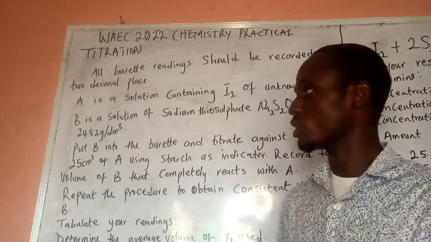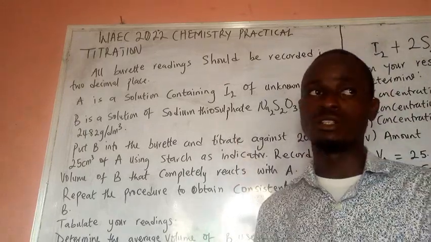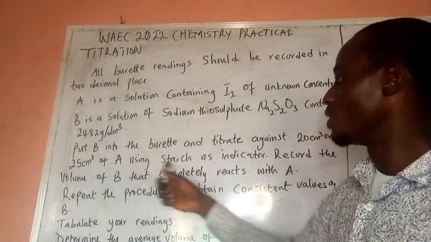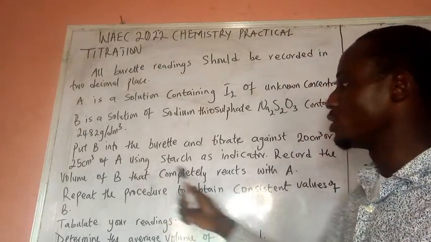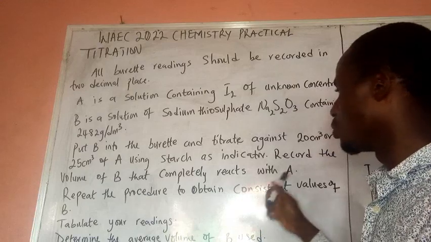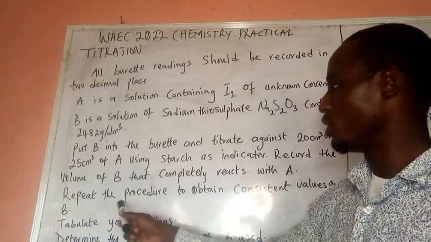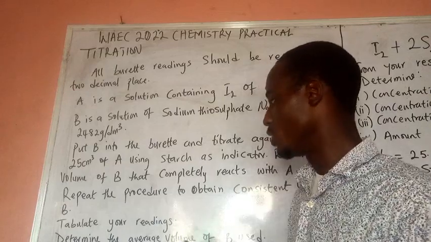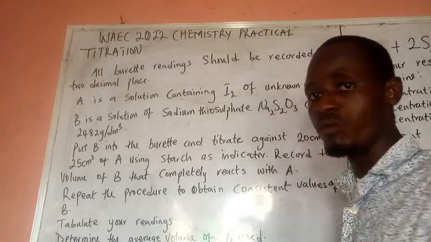Actually, it is a redox titration which involves iodine, so we also call it an iodometric reaction. So now, using starch as an indicator, record the volume of B that completely reacts with A. Repeat the procedure to obtain consistent values of B. Then tabulate your readings and determine the average volume of acid used, as you can see here in the procedure.